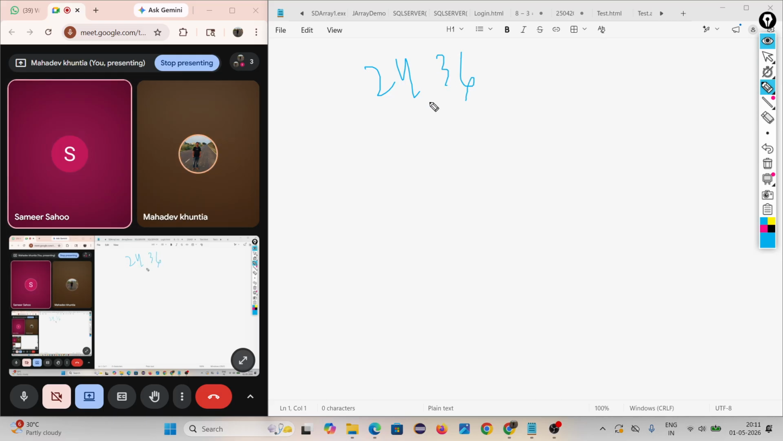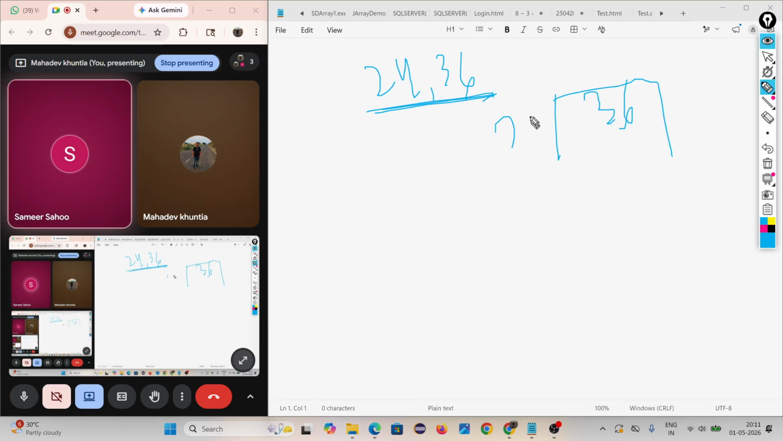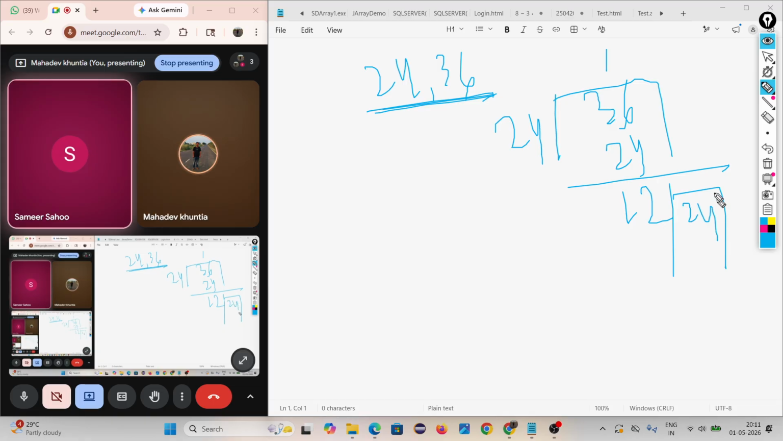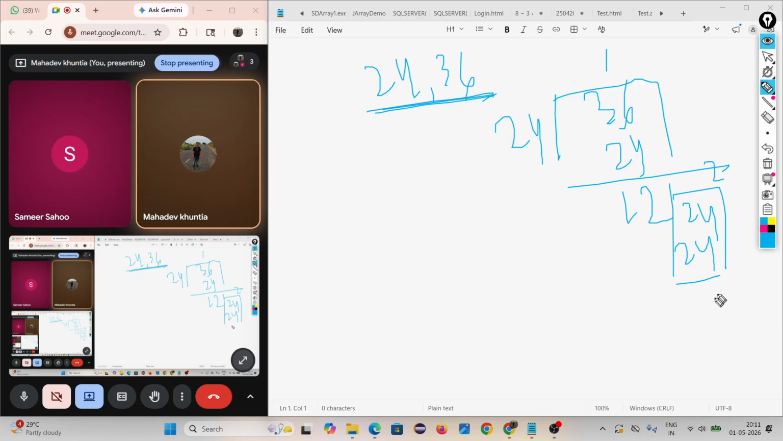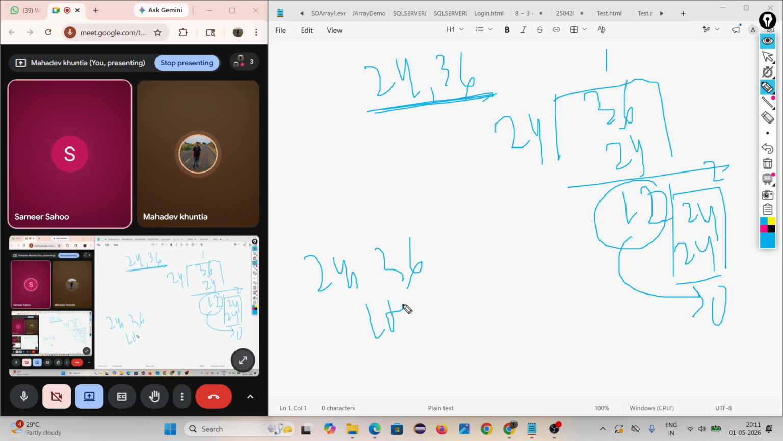Like 24 and 36. If you don't have that much time to find the HCF, then directly divide. 24 ones are 24, remaining is 12. Then again, until you get 0, you have to keep dividing. 12 twos are 24, remainder 0. This is the divisor by which you got 0. That means the HCF of 24 and 36 is 12. If the HCF is 12, they are not co-prime.